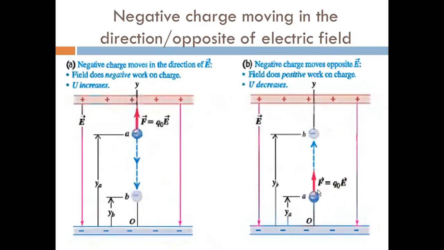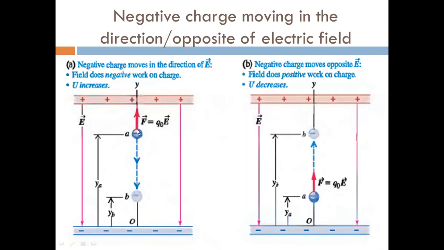Now, in the second scenario, instead of having a proton, we have an electron. Okay, so we have the same setup. We have two parallel plates. The upper plate has a positive charge, the lower plate again has a negative charge, but this time we have a negative charge, or an electron, instead of a proton. Okay, so let's take a look at the scenario in detail. The upper plate is positive and the charge is negative.